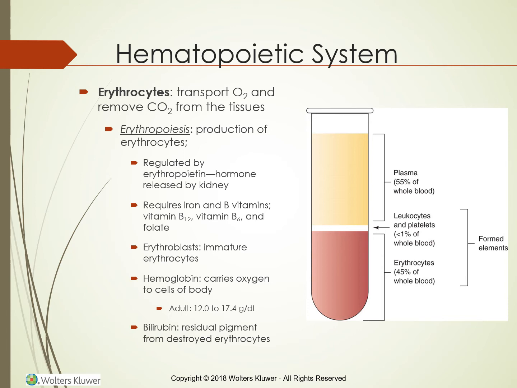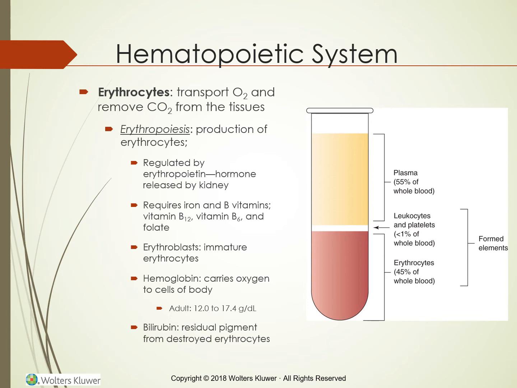Erythrocytes arise from myeloid stem cells, which also require iron and B vitamins such as B12, B6, and folate to mature properly. Immature erythrocytes, known collectively as erythroblasts, go through several intermediary stages of maturation before being released into the blood. In their immature state, erythroblasts contain a nucleus. The mature erythrocyte has no nucleus.